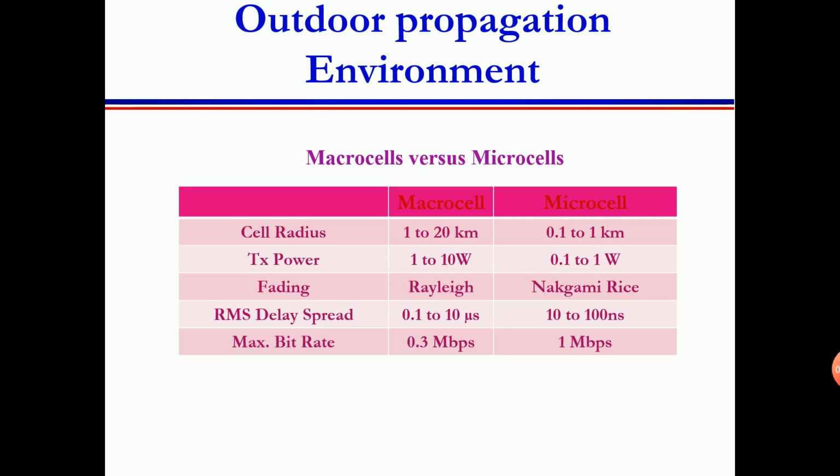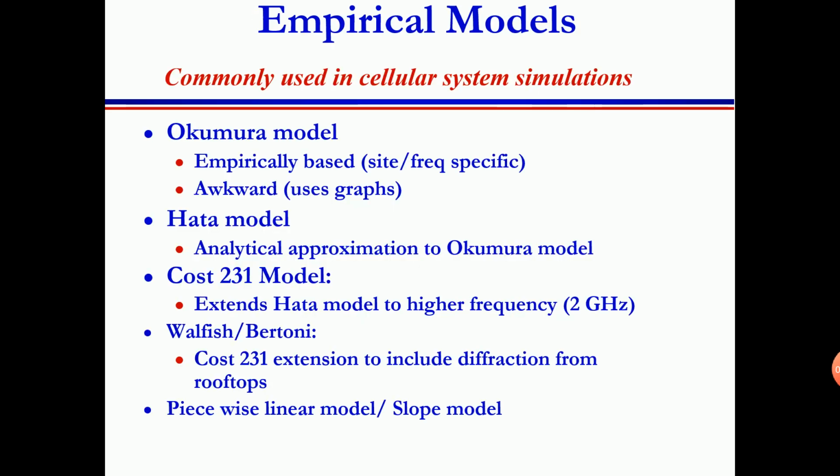And the fading technique used in macrocell is Rayleigh, and in microcell it is Nakagami. And RMS delay spread for the macrocell is 0.1 to 10 microsecond, and for the microcell it is 10 to 100 nanosecond. And the maximum bit rate for the macrocell is 0.3 megabits per second, and for the microcell it is 1 megabits per second.